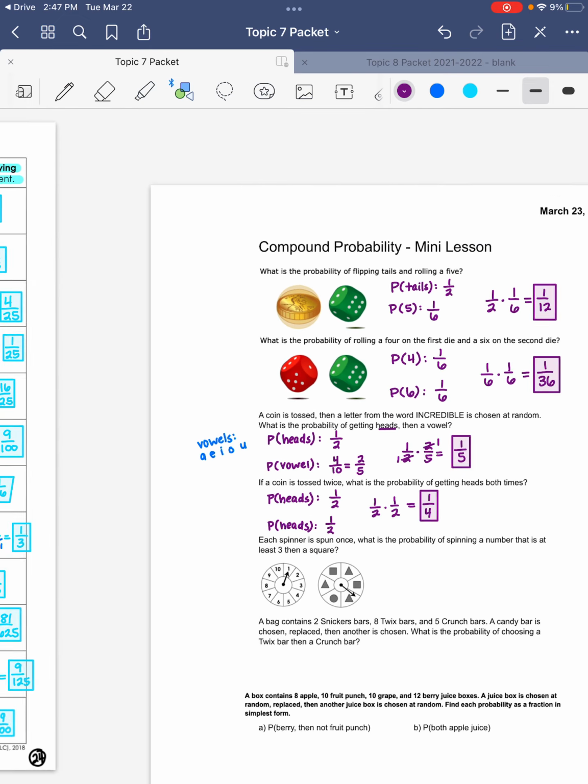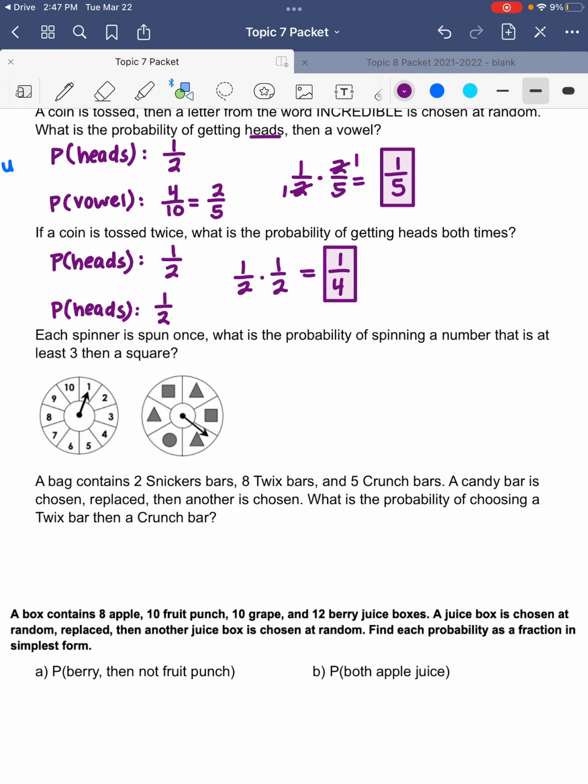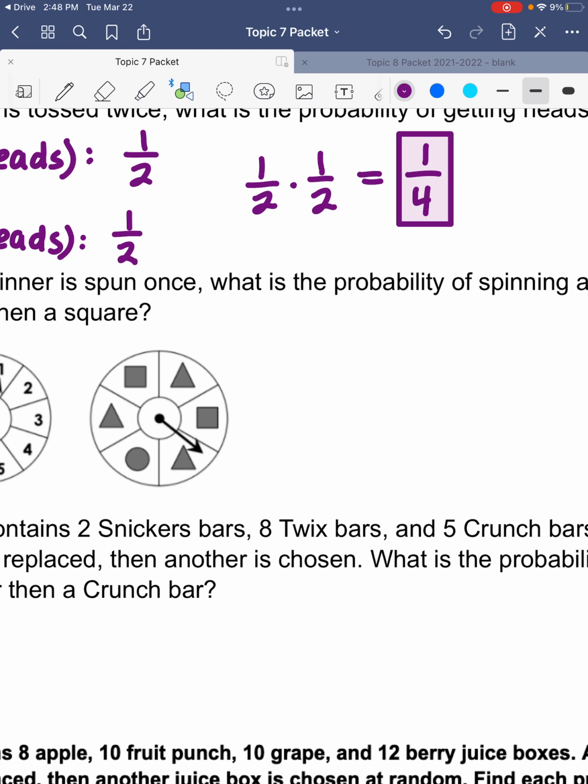Okay, let's move on to the next one. Each spinner is spun once. What is the probability of spinning a number that is at least 3, then a square? Okay, so probability of at least 3. So at least actually means greater than or equal to. So this is our first probability.